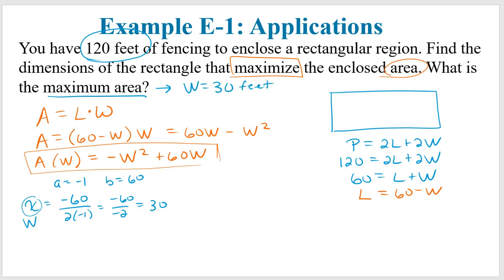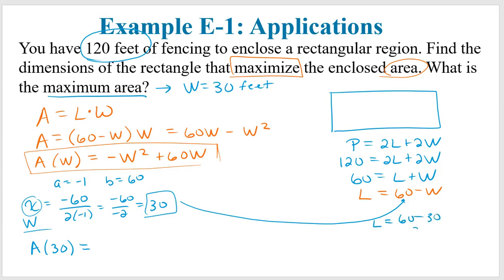Now, if you want to, you can just plug that 30 into your area function, and that will give you the area. However, I'm a little lazy, so I'm going to take this width and plug it in right here to find the length. The length is 60 minus 30, which would also be 30. So the length is going to be 30 feet when that maximum happens. Well, what is 30 feet times 30 feet? Because that is the area of a rectangle. So my area is going to be maximized at 30 times 30, which is 900.